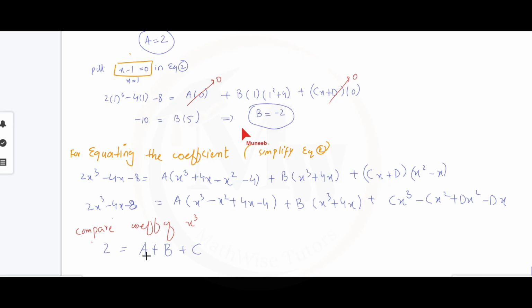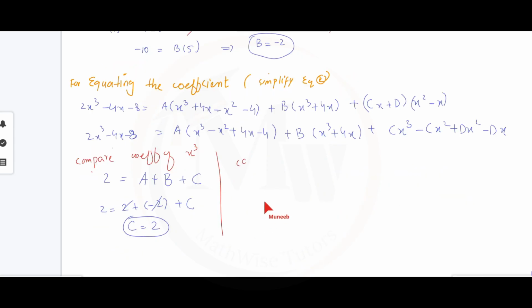Now we have the equation a plus b plus c is equal to 2. And this equation helps us to find the value of c. But how? We already have the a value, we already have the b value, so we just plug them in here and find the value of c. So you have 2 equals a plus b plus c. So a is 2, plus b is negative 2, plus c, right? Now the 2 and minus 2 cancel out, and we have only c equal to 2. So now compare the coefficients of x squared. What is the coefficient of x squared on the left-hand side?